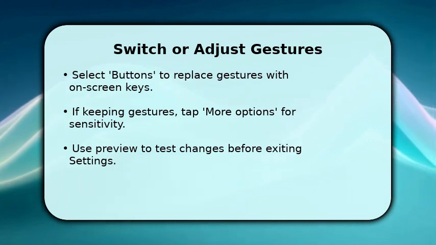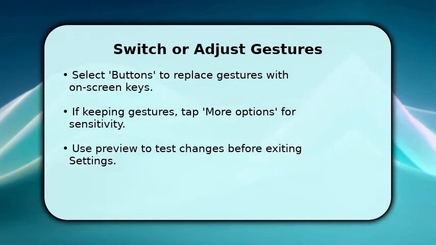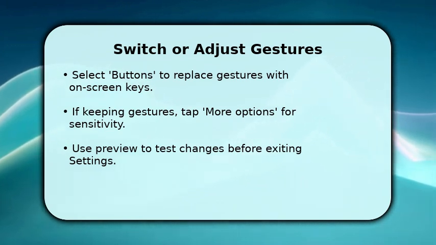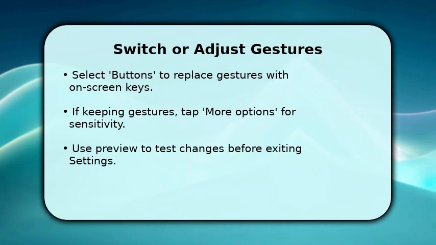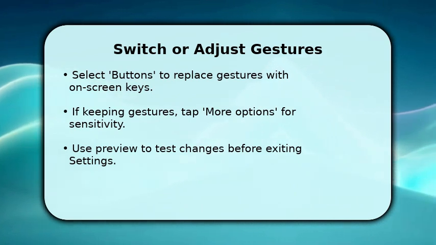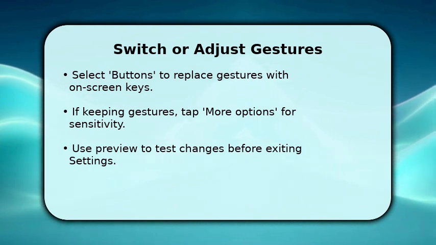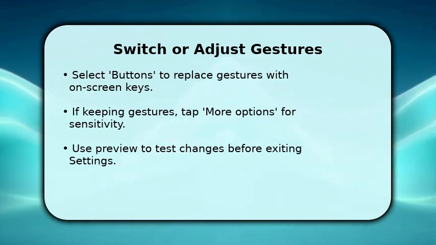If you prefer gestures, keep them but open more options to lower sensitivity or disable gesture hints so the visual strip disappears. Make changes and use the preview at the bottom to test. This confirms the change works across apps and prevents re-enabling problematic gestures later.